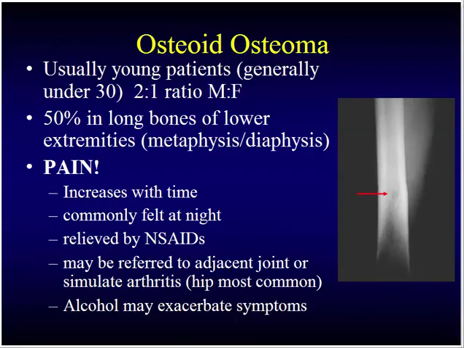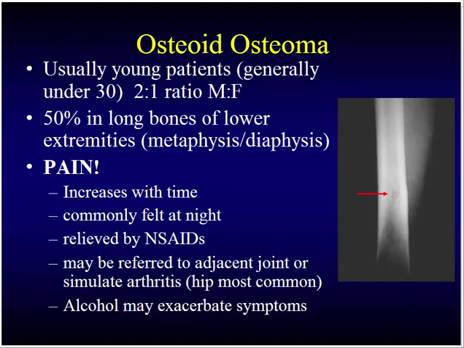So osteoid osteoma is one that everybody feels comfortable with. It's one of these questions where you say yes and move on because you recognize it. These are young patients, a 2-to-1 male-to-female ratio. 50% are in the long bones of the lower extremities. They're typically in the metaphysis or the diaphysis. And these people have pain.